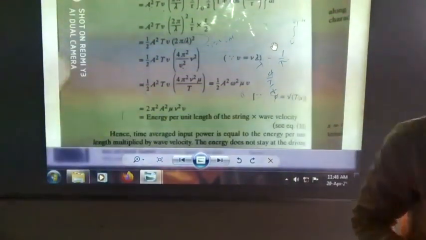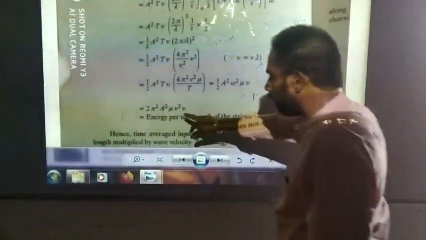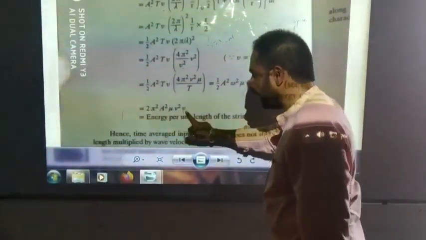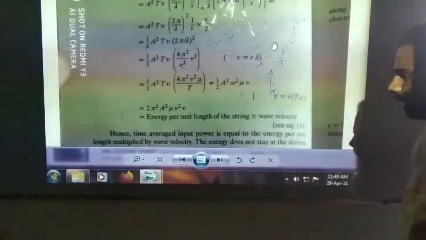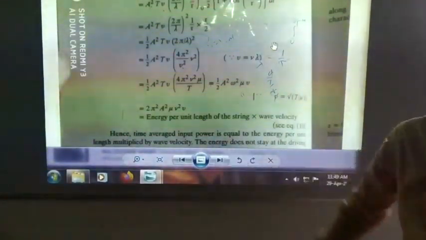Okay, like that, the energy transport or power transport from one point to another point is 2 pi square a square nu square mu v. Okay, this is what? Energy per unit length into v, the wave velocity. Okay, this is the topic here.